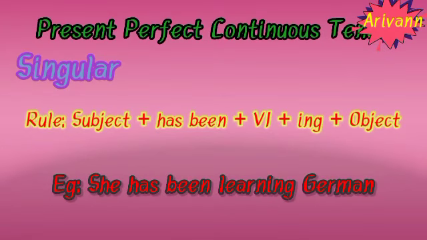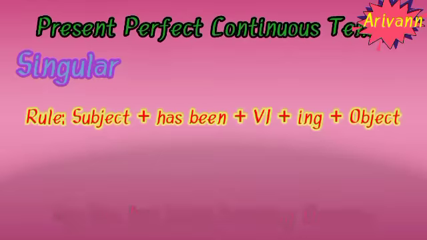Let's move on to the next one, present perfect continuous tense. So how to form present perfect continuous tense if the subject is singular. In this sentence, she is the subject and it is in the singular form. So you need to follow this rule. Subject plus has been plus verb 1 plus ing plus object. Learn is the verb 1. So in this way you need to form the sentence for present perfect continuous tense.